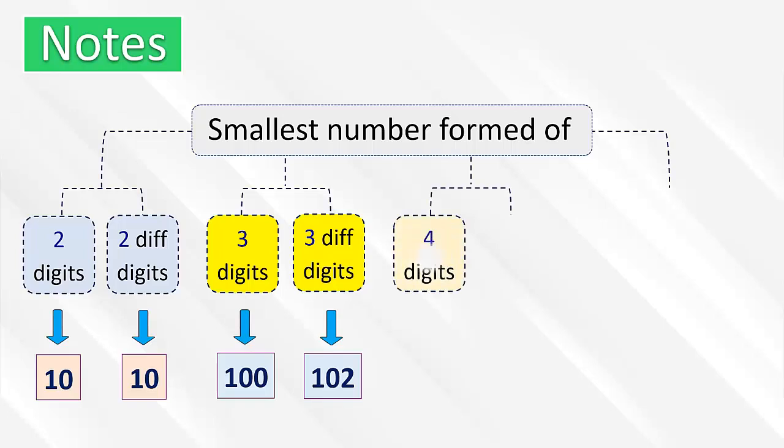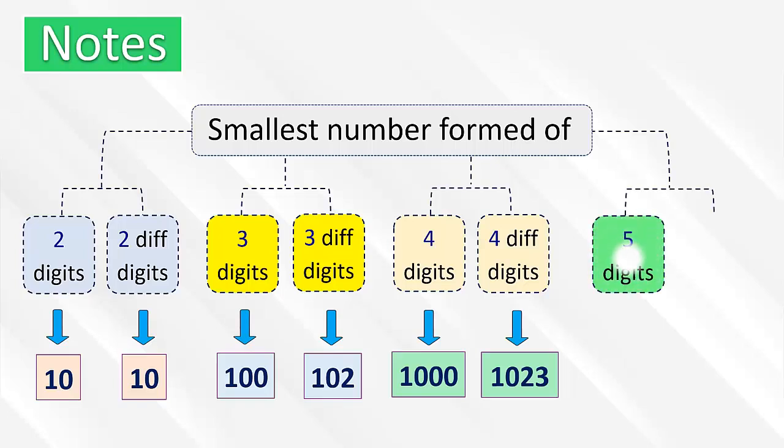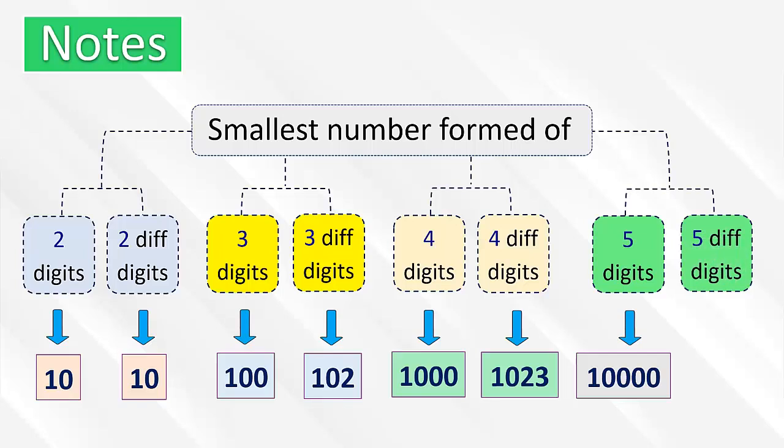In the same way, the smallest four-digit number is the number 1000. And if they are four different numbers, then the number is 1023. The smallest five-digit number is 10,000. And if the numbers are different, the smallest number is 10,234.